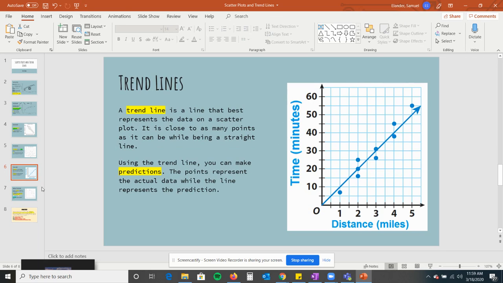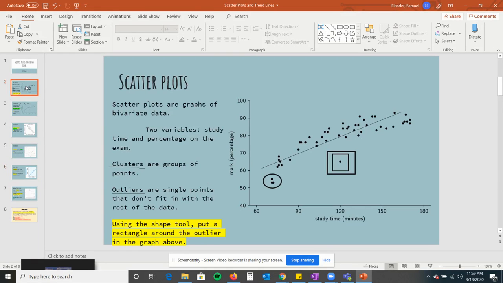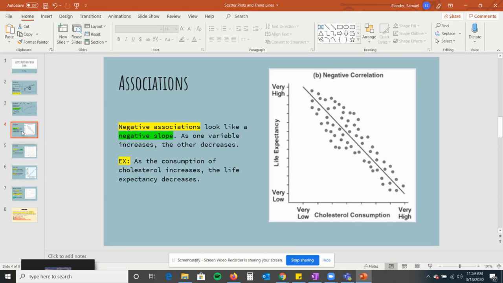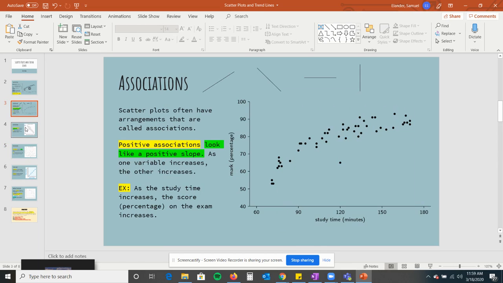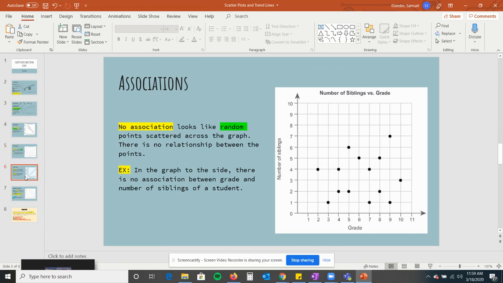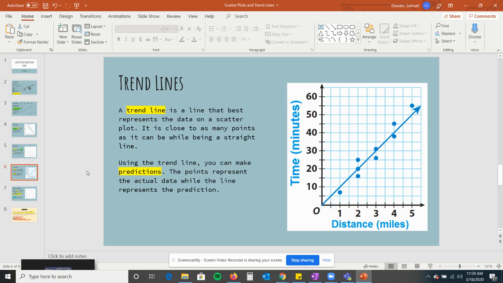All right, trend lines. So we talked about scatter plots, right? It's plotting 2 points of data. Okay, we talked about clusters, okay, and then outliers. And we talked about negative correlation and positive correlation. Positive correlation, negative correlation, and no correlation. So the last thing we haven't talked about is trend lines.